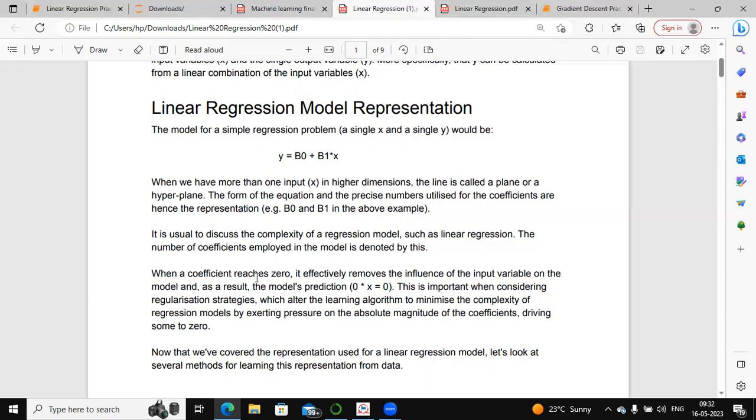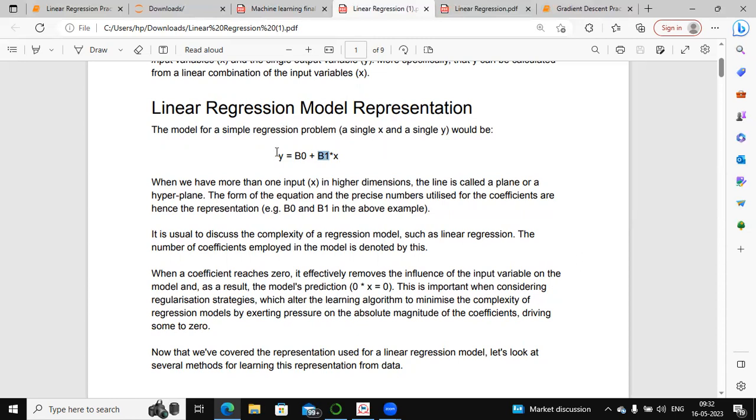When a coefficient reaches zero, it effectively removes the influence of the input variable. Obviously, right? If this becomes zero, then the influence of the input variable on the model is removed, and as a result the model prediction will be 0 into x. This is important when considering regularization strategies, which alter the learning algorithm to minimize the complexity of regression models by exerting pressure on the absolute magnitude of the coefficients, driving some to 0. So this is what happens.